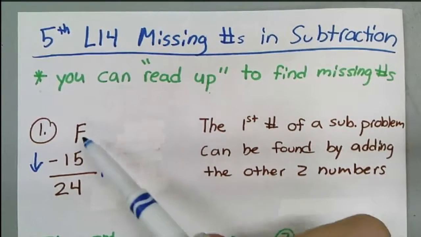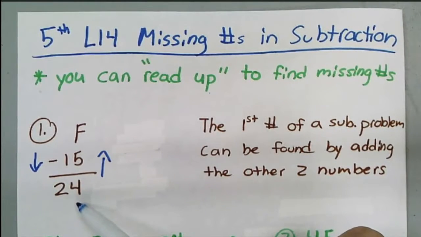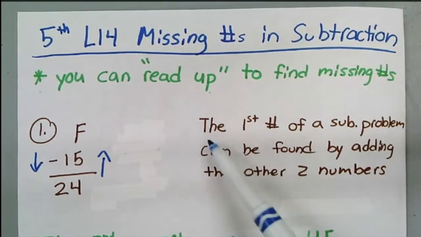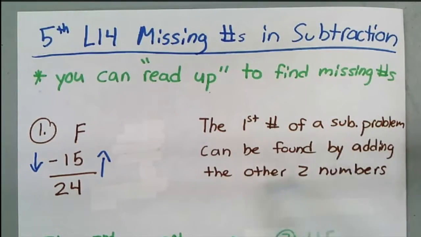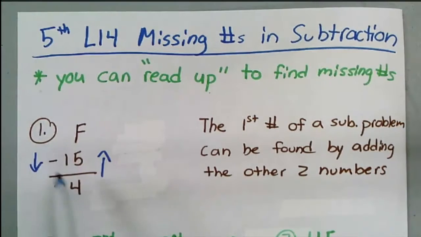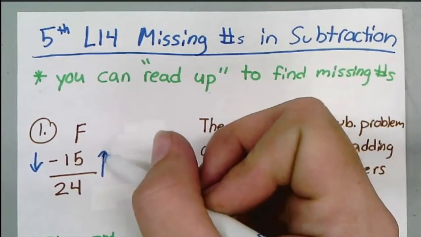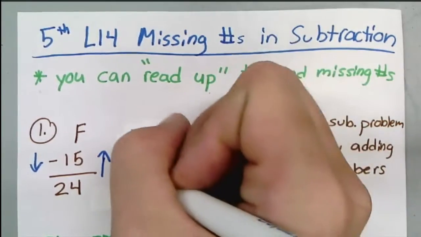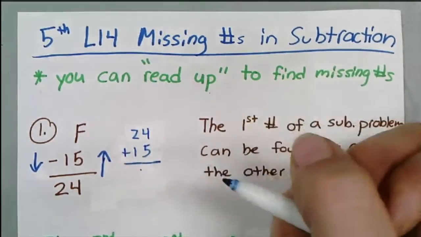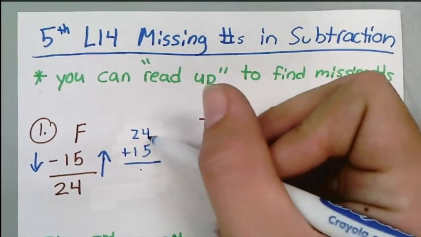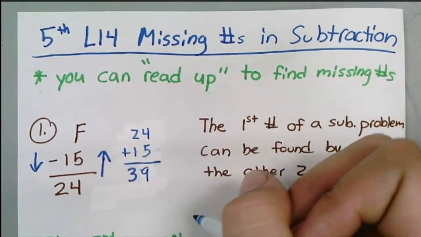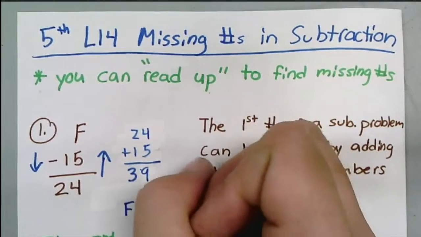So here we have f minus 15 equals 24. So the F is the one that is missing in this case, the top number, the first number. The first number of a subtraction problem can be found by adding the other two numbers. If we read this problem down, it's F minus 15 equals 24. If we read it up, we can make it addition. So we can say that 24 plus 15 equals F, right? And then we're going to solve for what F is. So 4 plus 5 is 9, and 2 plus 1 is 3. And so we know that F equals 39.